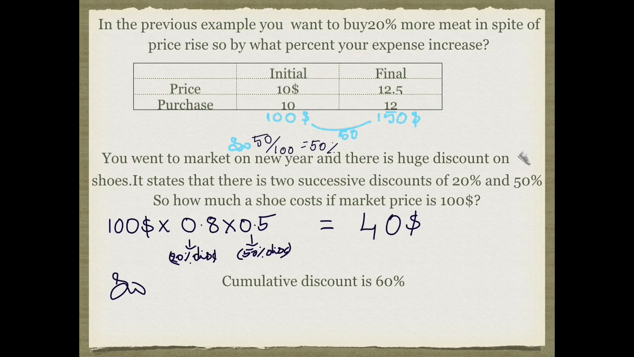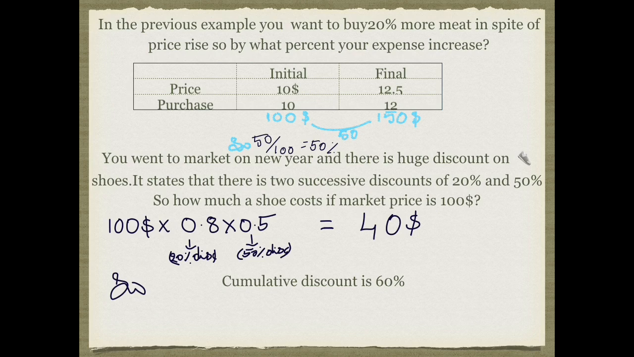So in the initial case, expense is 100. In the final case, expense is 150. There is a 50% increase. How can we do it? Just 1.25 into 1.2. That is equal to 1.5. So there is a 50% increase.